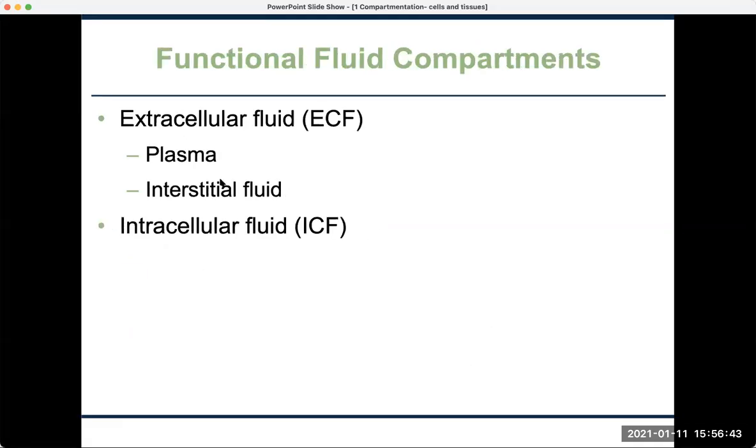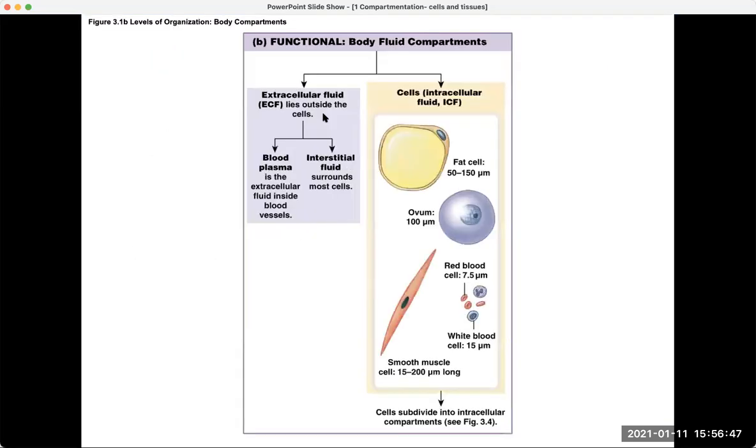The fluid is going to be ECF and ICF, which is basically outside of the cell and inside of the cell. A further division: ECF is going to be like blood and interstitial fluid, and then the cells have the intracellular fluid on the inside, which is like the cytosol.